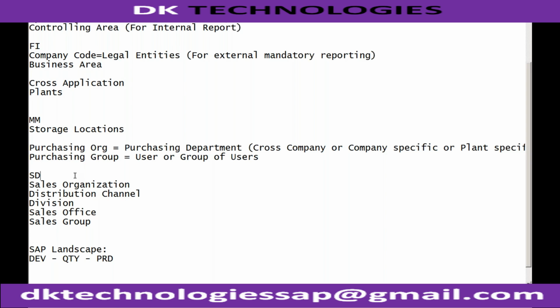Let's talk about the sales organization structure. Now within sales, similar to purchasing org, what is purchasing org? Purchasing org equals the purchasing department. Similarly, what is sales organization? It is the sales department that is responsible for selling.